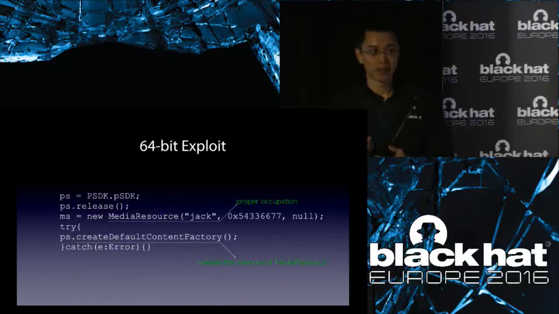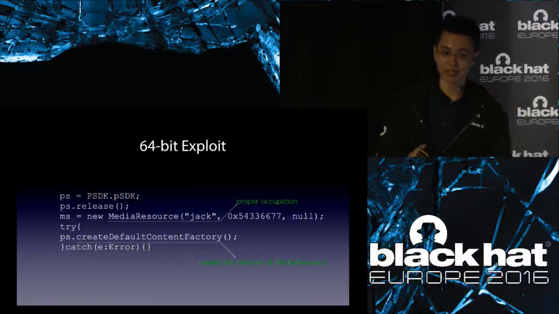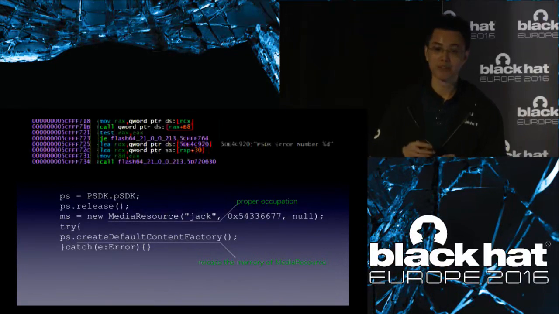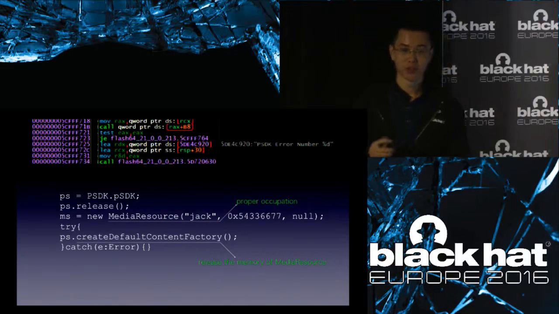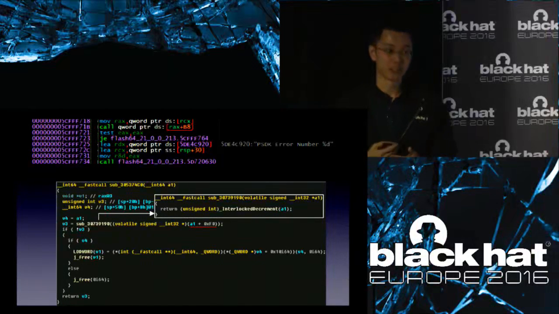Media resource is also under the media core package, so it is sharing the same heap partition, and it contains a string inside. So after PSDK is released, media resource will then occupy its memory. And this time, the type confusion function call will treat the F0 hex offset as a reference count, decrement it, and release the current memory if the reference count is 0. So this is very similar to 32-bit.